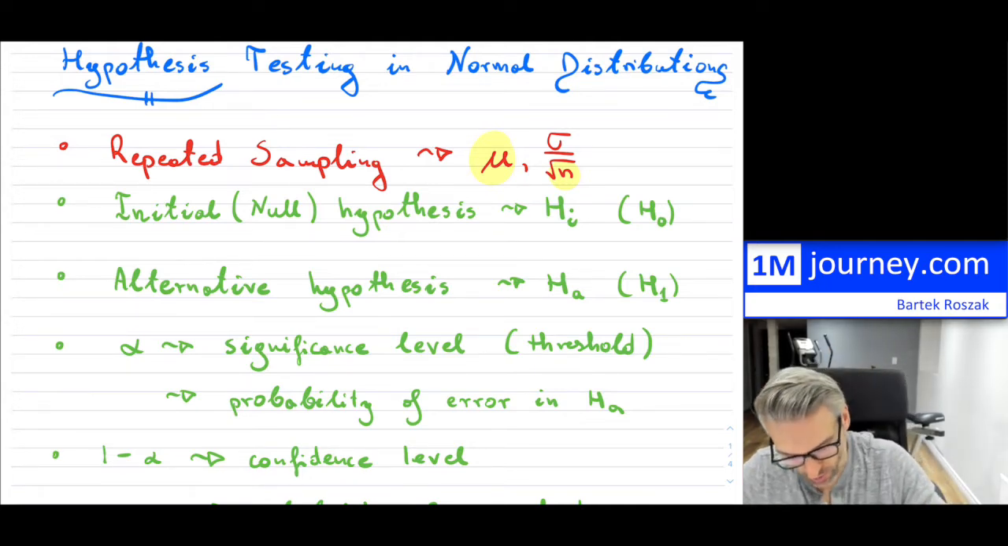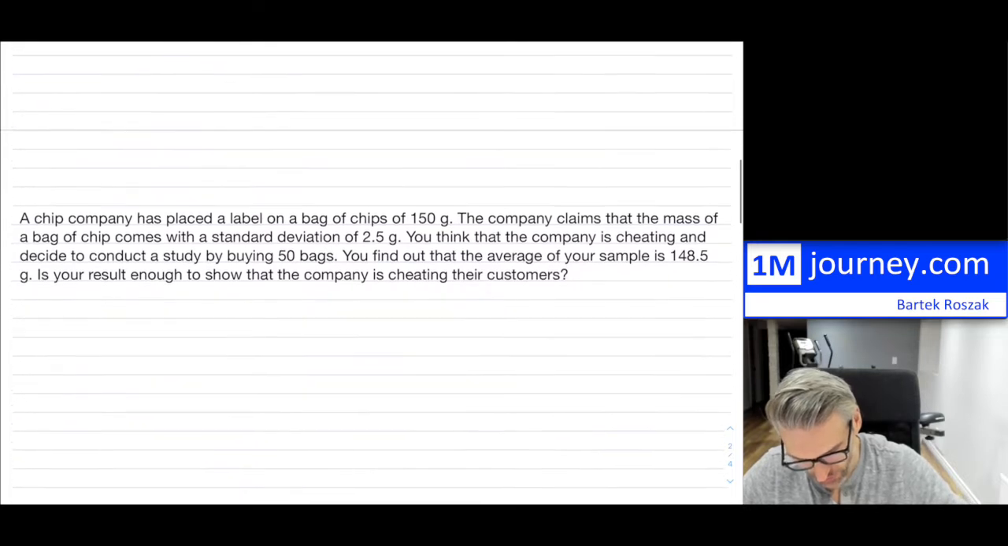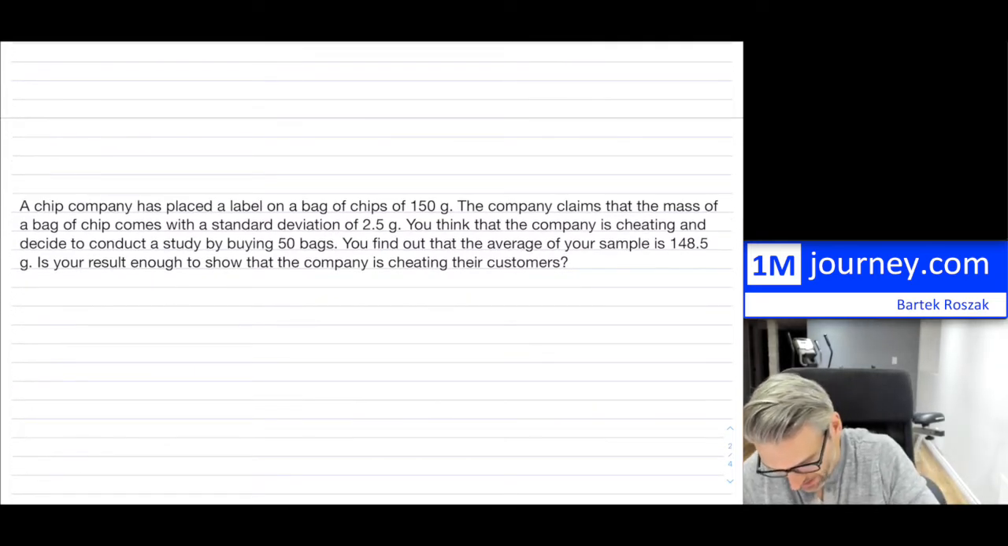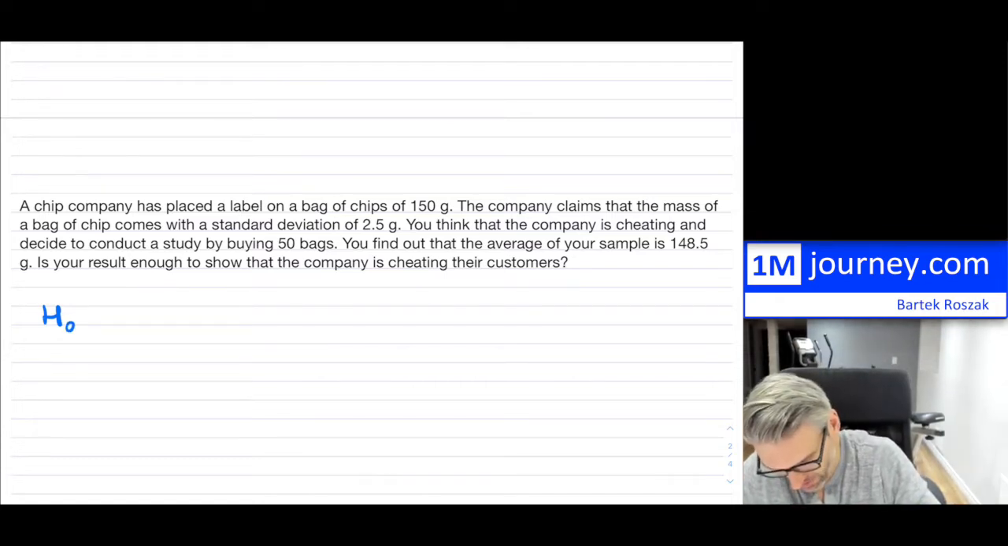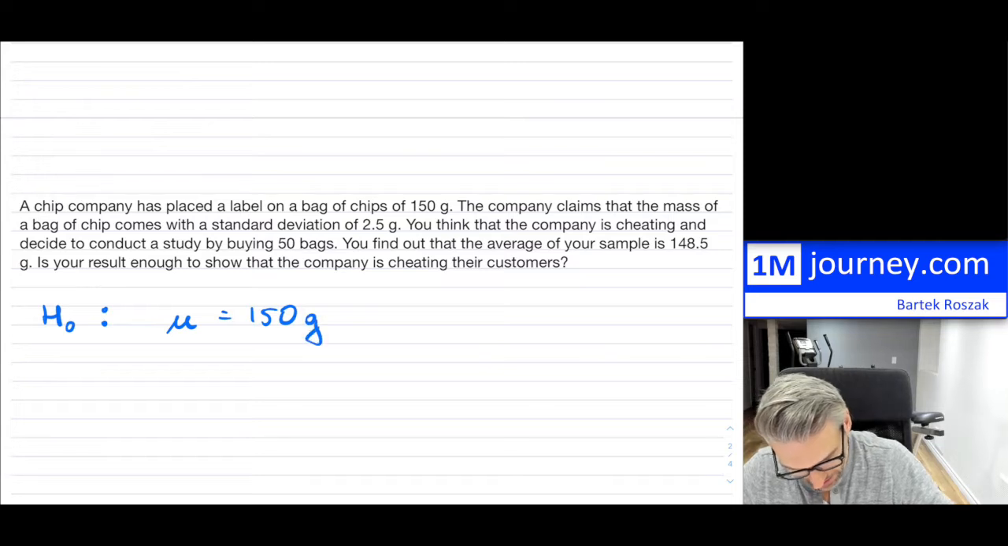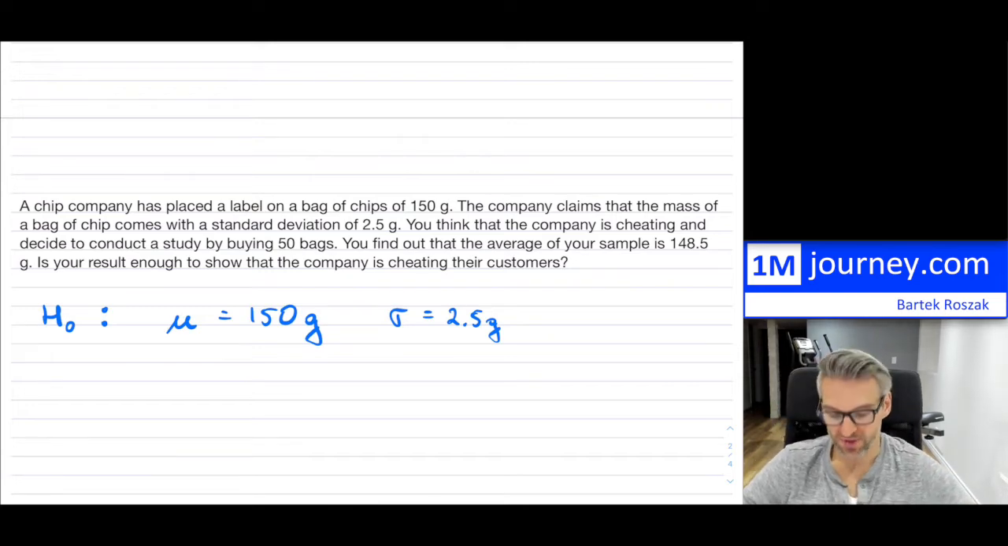So now, what do we have here? We have an initial hypothesis. So that initial hypothesis, through this example, would have been H0, the null hypothesis. So this hypothesis by the company is that the mean is 150 grams, and that our standard deviation is 2.5 grams. That is the original hypothesis.